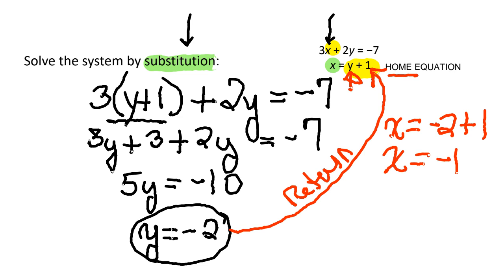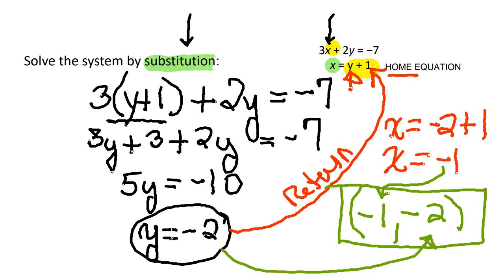It wasn't like the slide before where the left side was equal to the right side. But how do I write my answer? You've got to put it in an ordered pair. My answer is negative 1, negative 2. The x goes first, the y goes second. This is my answer.